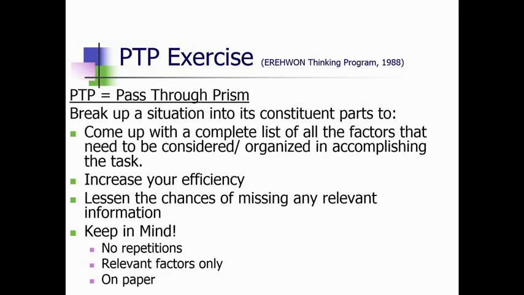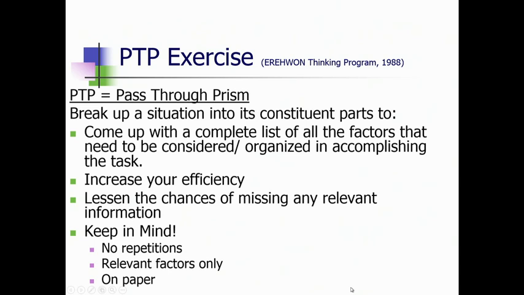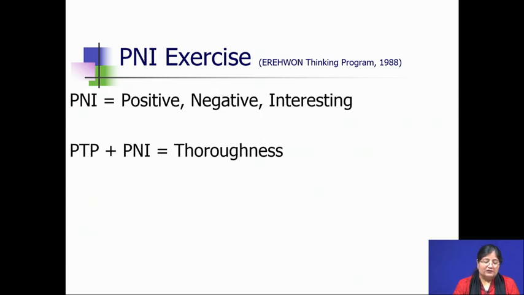You lessen the chances of missing any relevant information, and keep in mind that there should be no repetitions. You should only look at the relevant factors, and you should write all these things down on paper. The next exercise that you can do is the positive, negative, interesting side. You list the factors or the aspects of whatever you are describing as to what is positive, what is negative, what is interesting.